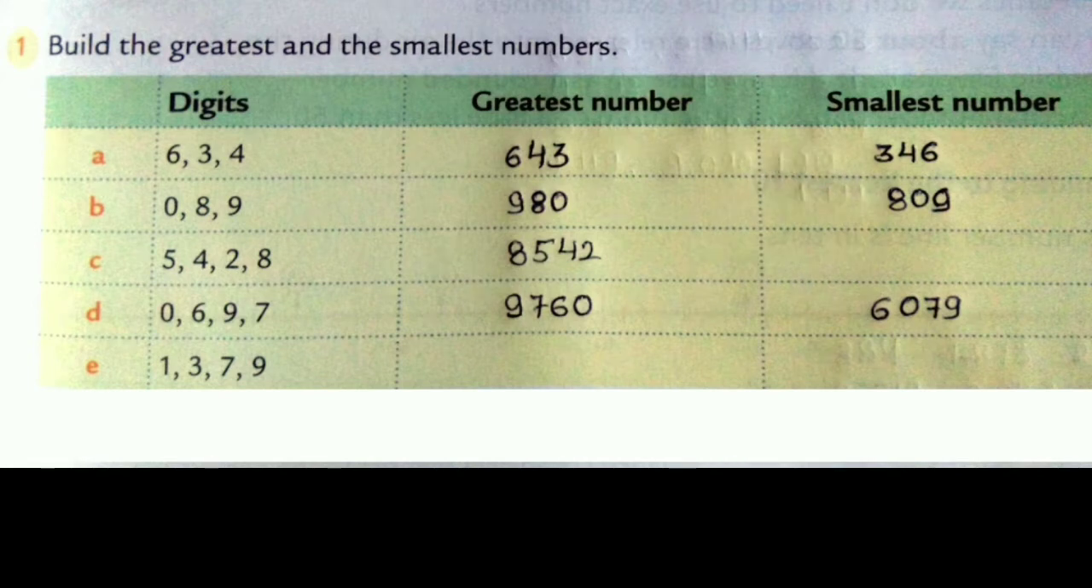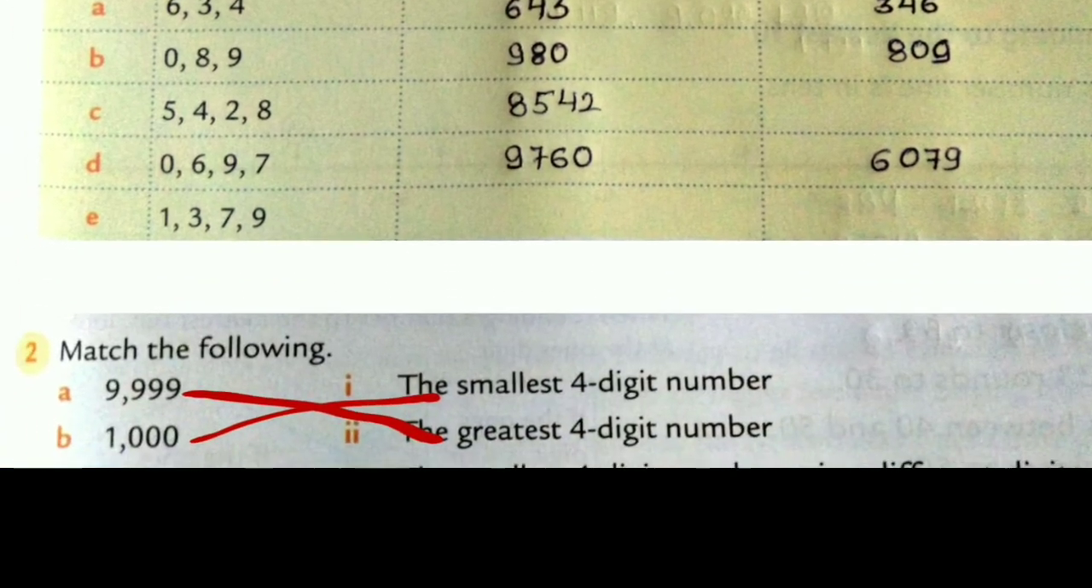Question number D, 0697. How will we write the greatest number? 9760. Same thing we will do. Its smallest digit is 0, but we cannot start from 0, we start from 6. So 6 0 7 9, not 0 6 7 9.